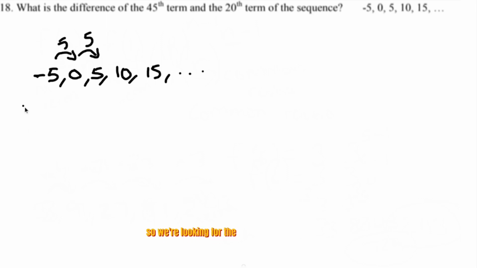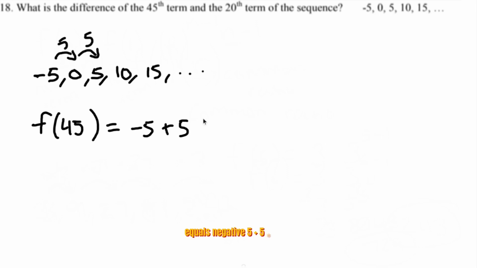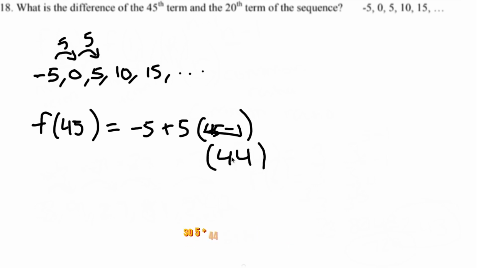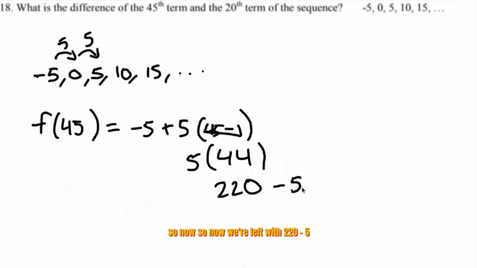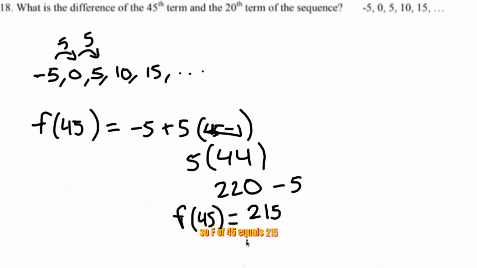So we're looking for the 45th term first. So f of 45 equals -5 plus 5 times 45 minus 1. So off the bat, this is just 44. So 5 times 44 is 220. So now we're left with 220 minus 5, which is just 215. So f of 45 equals 215. Alright. So now we know what our 45th term is.